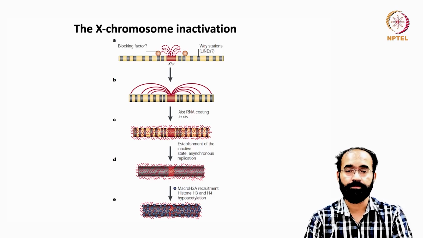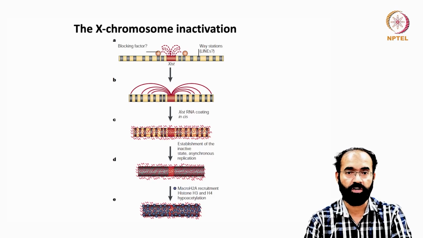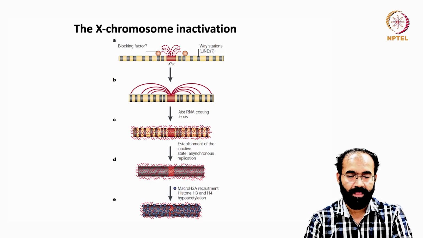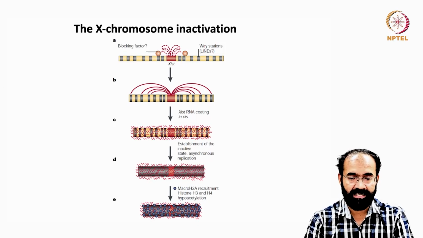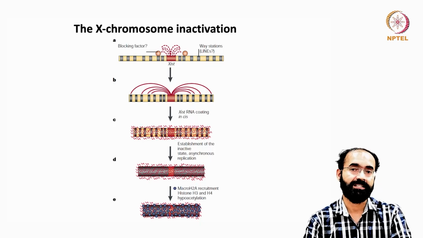Like that, it is spreading across the entire chromosome, and not that this chromosome was longer and now it became shorter because of the compaction. Xist RNA starts coating now onto the chromosome, which in turn will attract more heterochromatinizing enzymes, that is, establishment of the inactive state, and asynchronous replication takes place.